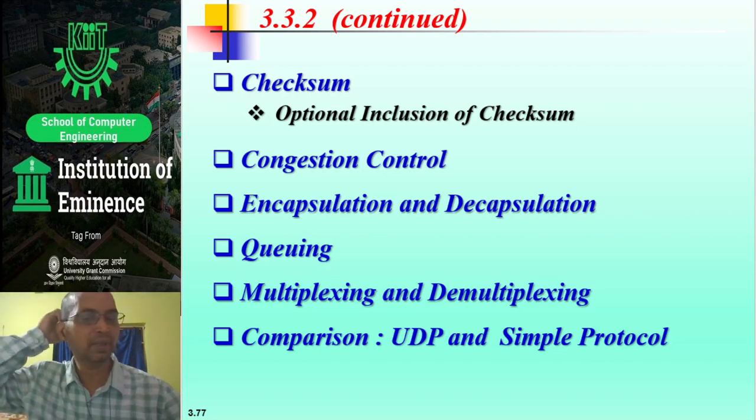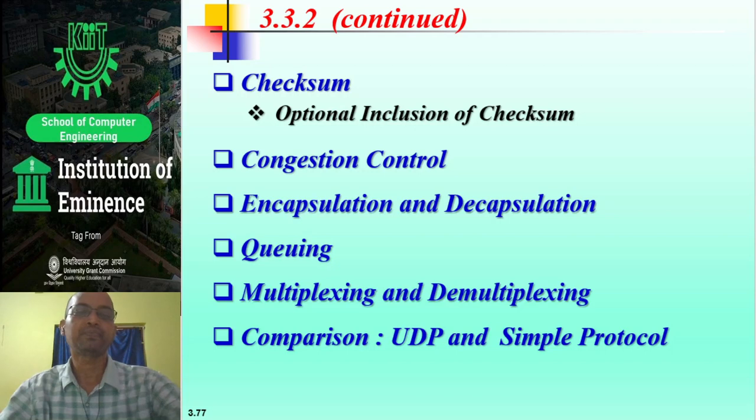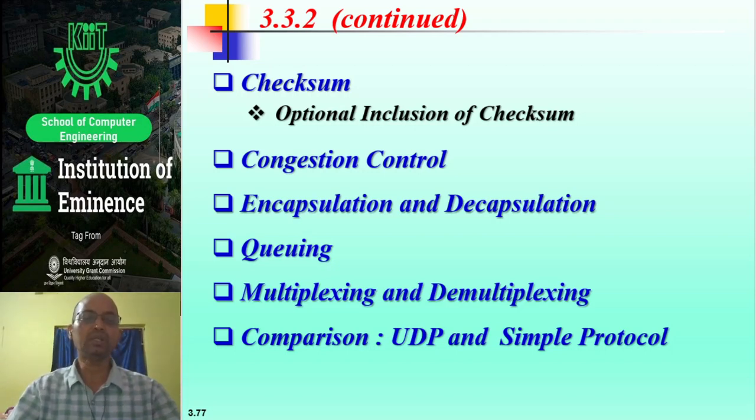Encapsulation and decapsulation are done as part of the transport layer. Queuing is done. Multiplexing and demultiplexing are done. So these are the different functionalities that are supported through UDP.